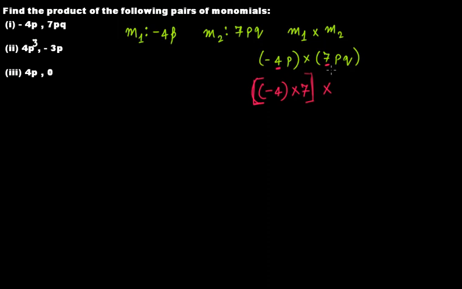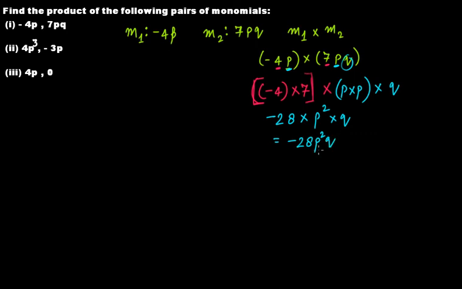Then p. Now here you have this p here. Let's take a different color. P here and this p here, right? So group p's together and then you have this q, right? So this is minus 28 multiplied by p squared multiplied by q. So you get minus 28p squared q.